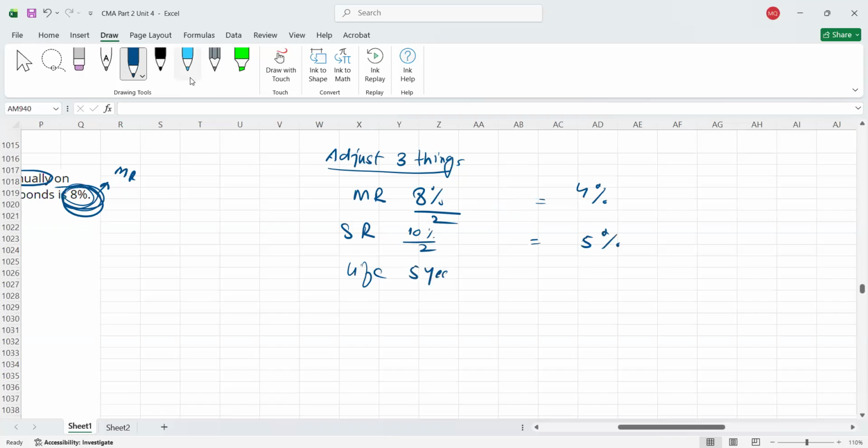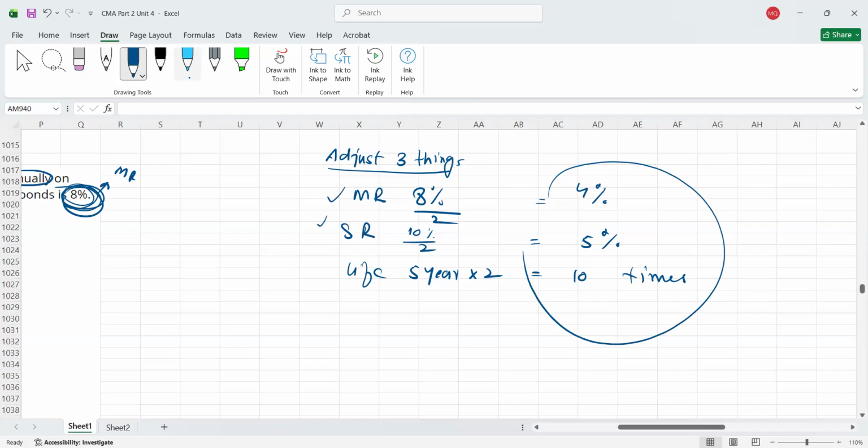Life is 5 years, but interest will be paid twice a year. It means 5 times 2. Don't divide by 2 here, multiply, because interest will be paid 10 times in 5 years. So adjust these three things. Now forget about the 8%, 10% and 5 years. The relevant figures now are: market rate 4%, stated rate 5%, and life 10 periods. This is what is important now.